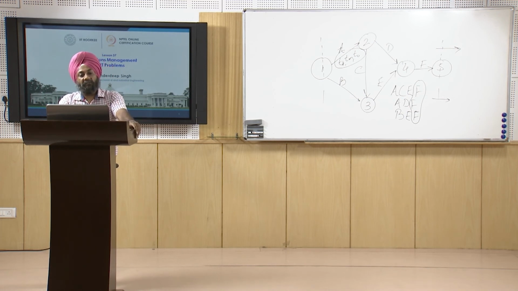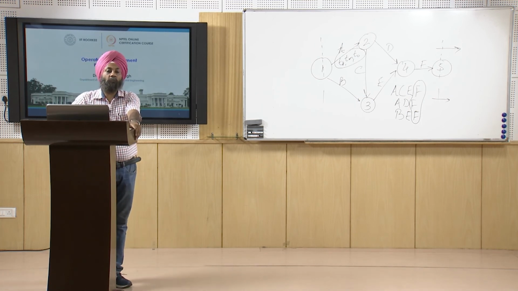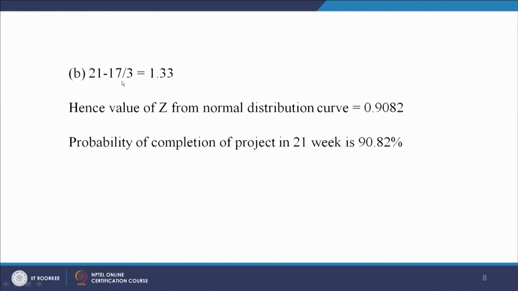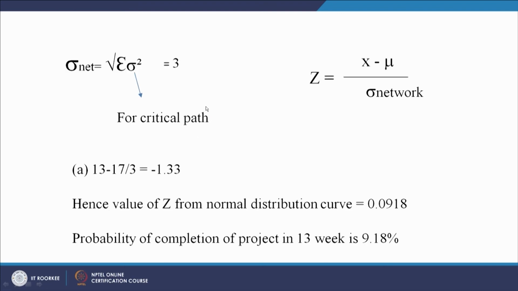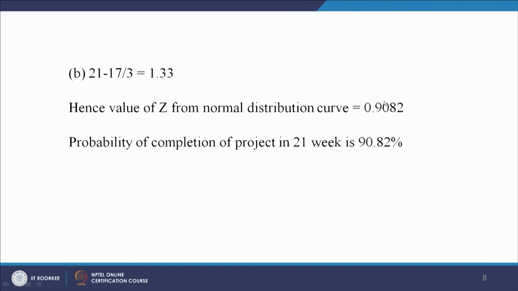So (21 - 17) / 3 comes out to be 1.33. I must say that the division by 3 applies to the whole of 21 minus 17. It is not 21 minus 17 divided by 3 separately. This is 21 minus 17, which is equal to 4, divided by 3, which comes out to be 1.33. As you can see in this formulation, (x - mu) divided by the standard deviation. So the x minus mu value has to be divided by the standard deviation. So here 21 minus 17, 4 divided by 3, 1.33.